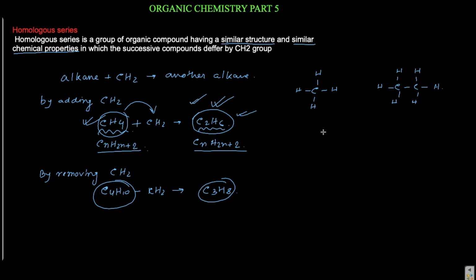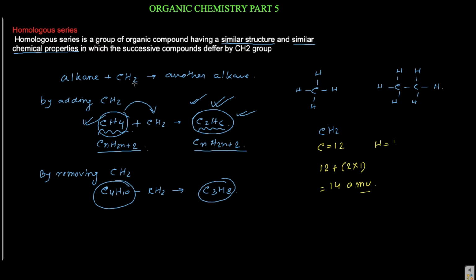Why 14 AMU? Here we are adding CH2. What is the atomic mass of carbon? Carbon is 12. What is the atomic mass of hydrogen? Hydrogen is 1. So it becomes 12 plus 2 into 1, as 2 hydrogens are present. It is 14 AMU. It is increased by 14 AMU. Eventually, if we remove the CH2, then the molecular mass becomes 14 AMU less than the preceding one.